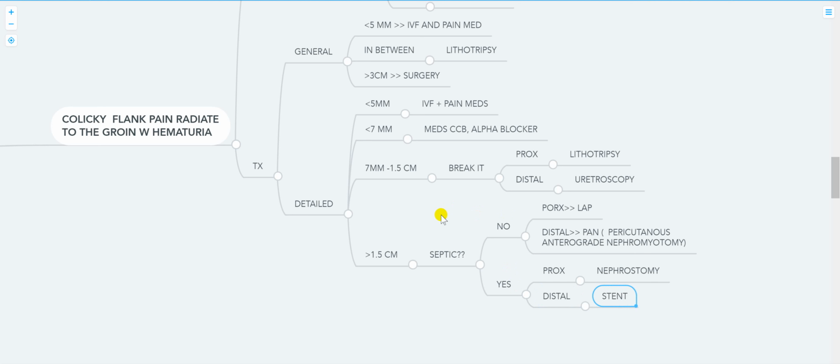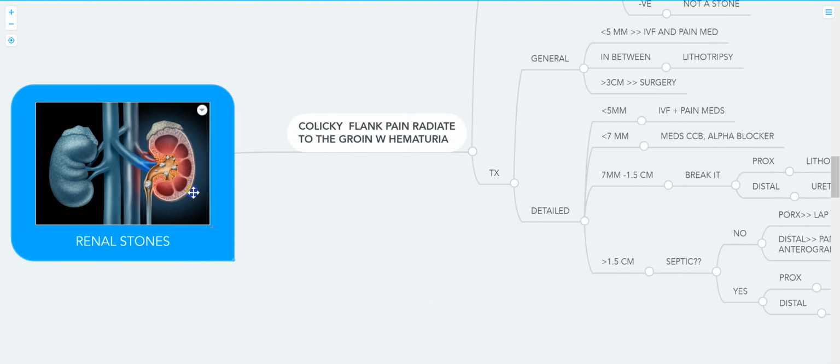In a simple form, less than 5, IV fluid and pain medication. If it's less than 7, we give some calcium channel blocker and these things. If it's more than 1.5, if it's septic and distal, stent. If it's not septic and distal, ureteroscopy. If it's septic and proximal, nephrostomy. If it's not septic and proximal, laparoscopy. These are the managements. Now we look at the types of stone.